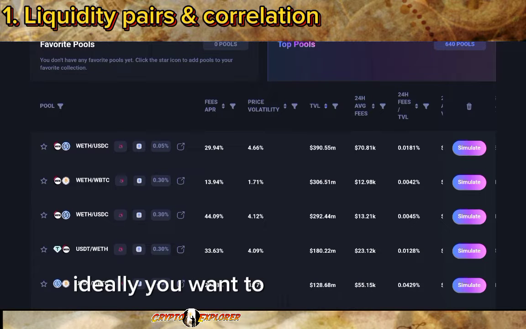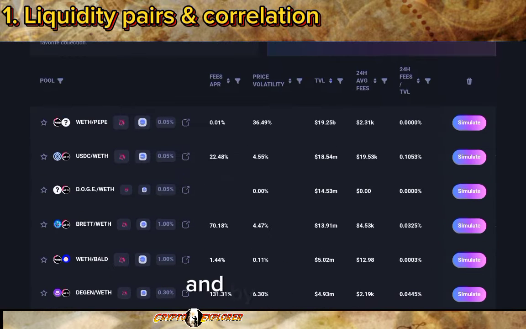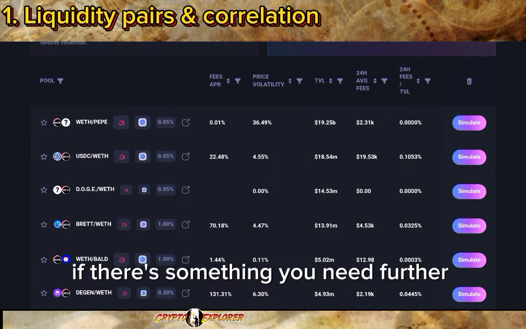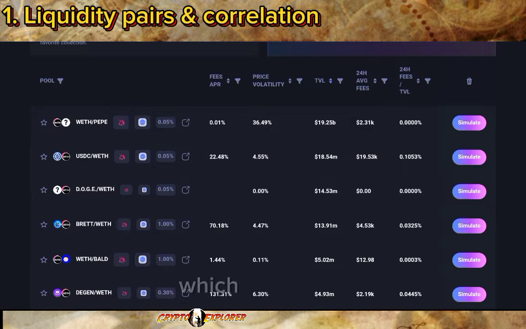Ideally, you want to diversify into both, across multiple chains and across different DEXs even. And by the way, if there's something you need further clarification on, drop a comment down below and I'll get back to you. Now let's move on to the next point, which is liquidity.